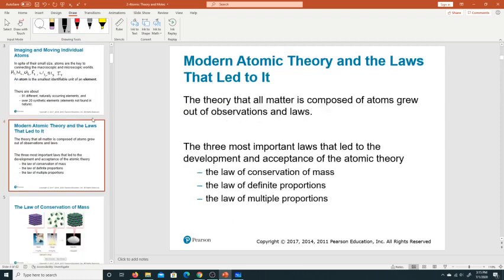So basically, we use something called atomic theory. Atomic theory came from looking at some laws of nature. These are the laws discovered over time. So these laws here: law of conservation of mass, law of definite proportions, and law of multiple proportions. These observations and these laws were used in the development of modern atomic theory.